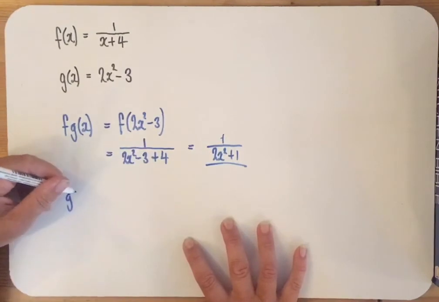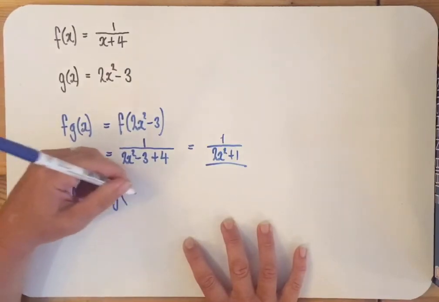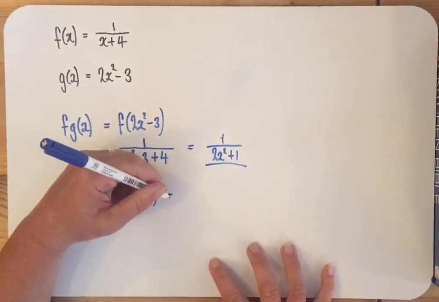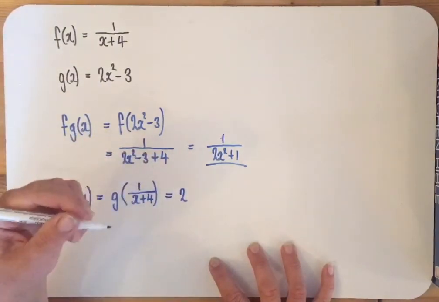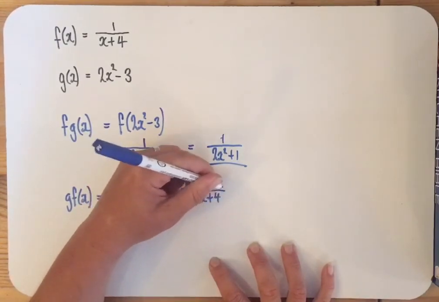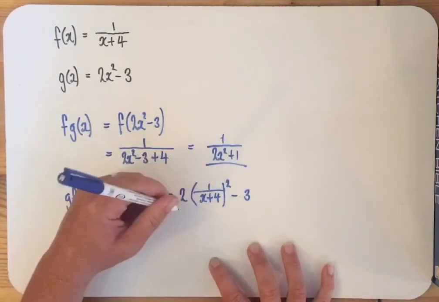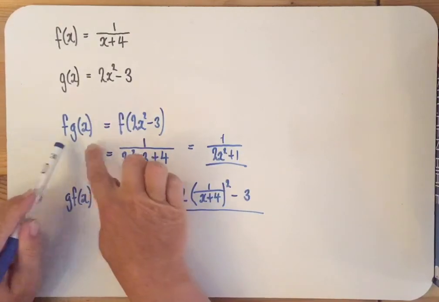And then gf of x. So this time I do g of f of x, which is 1 over x plus 4. And so then I replace x with 1 over x plus 4 in g. And then you may want to tidy that up, but I'm going to be lazy and leave it like that. So two things. One is just being able to put numbers in. Next is dealing with the algebra. And remember that you need to work inside out.